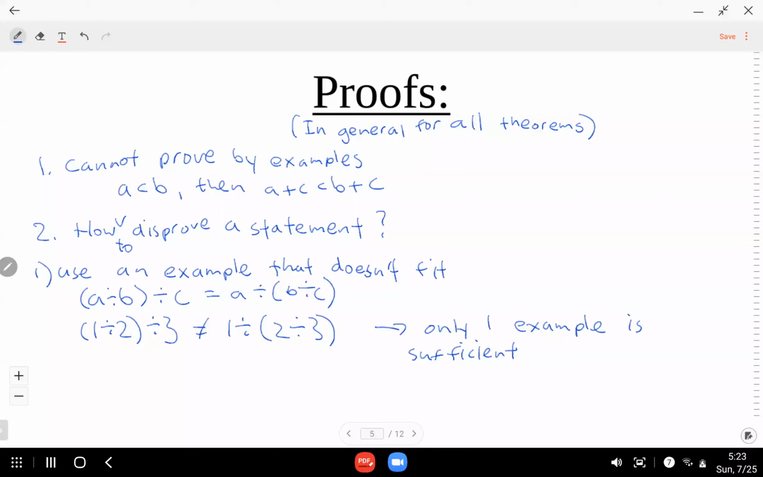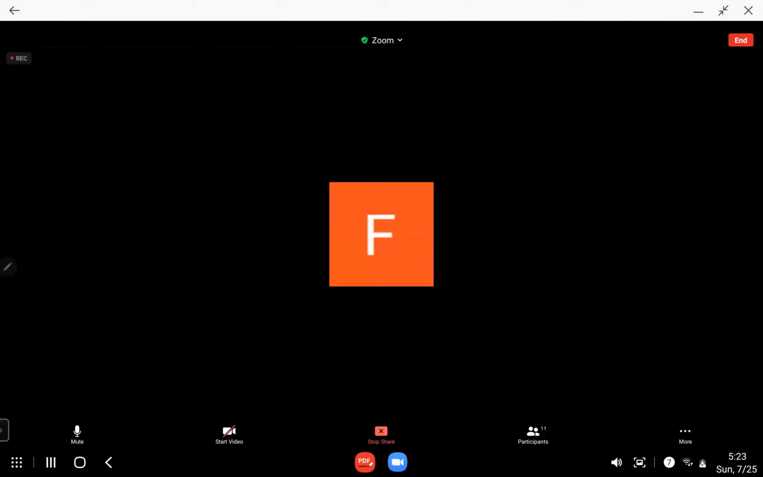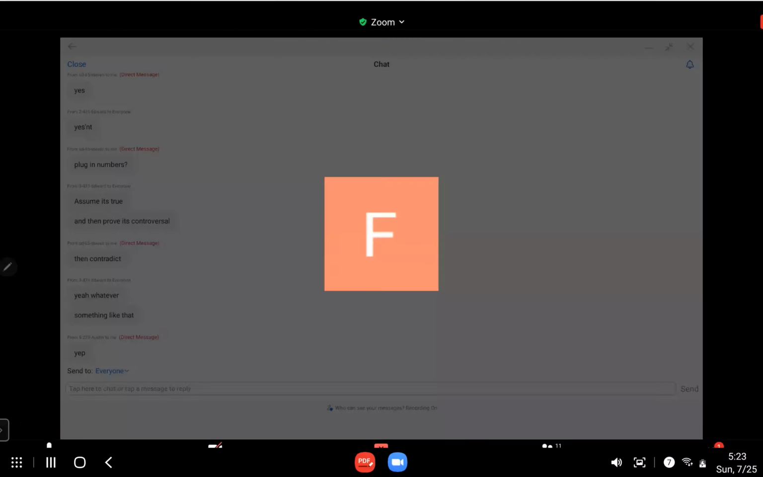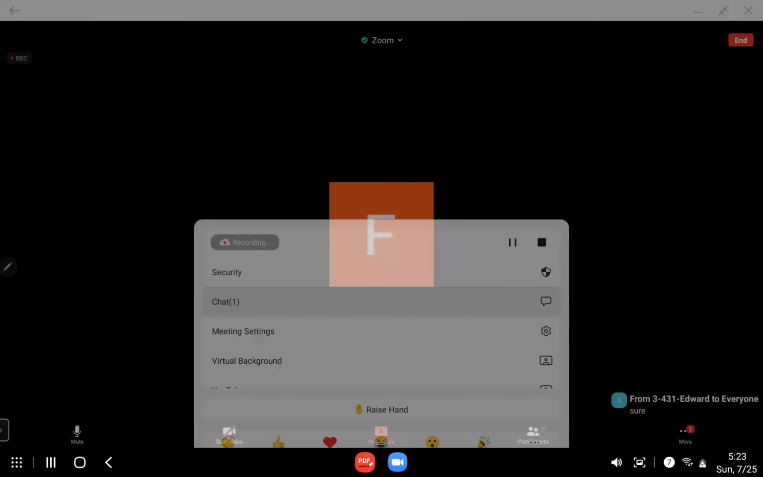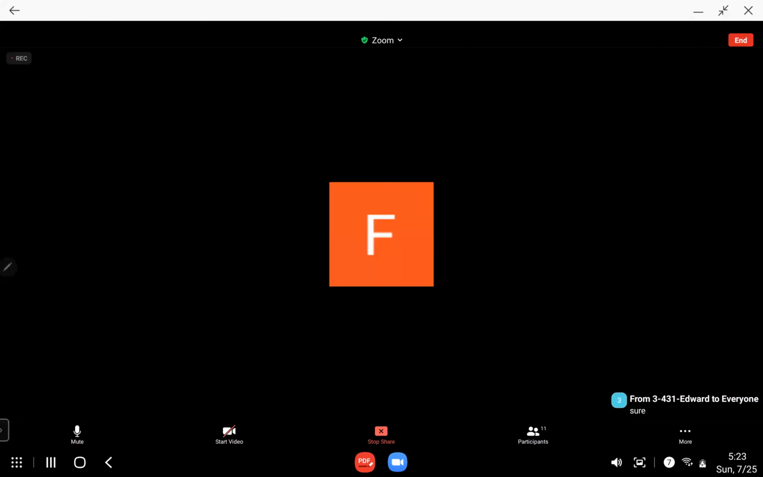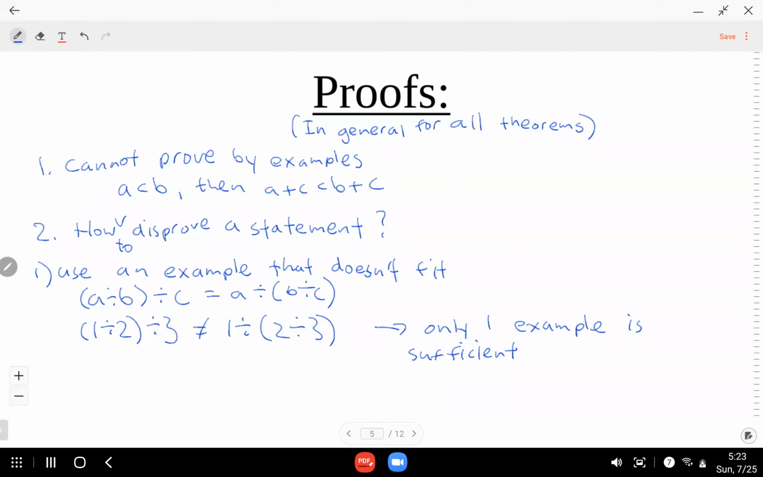Does everybody understand where I'm going with this? Proof by example, yeah. And Stephen and Edward said something about proof by contradiction. That is another type of disproving something.